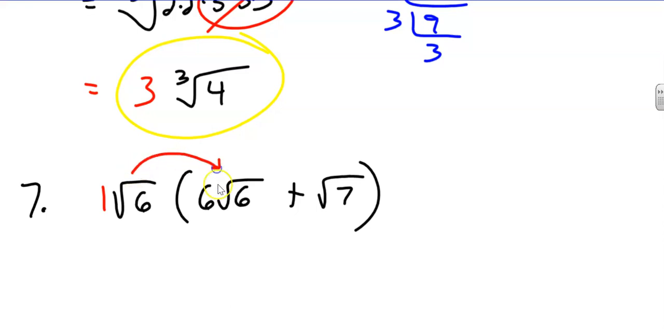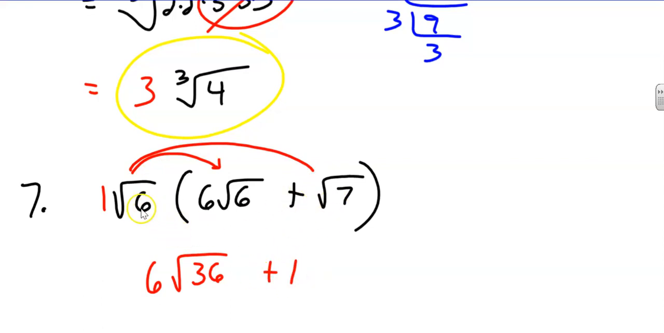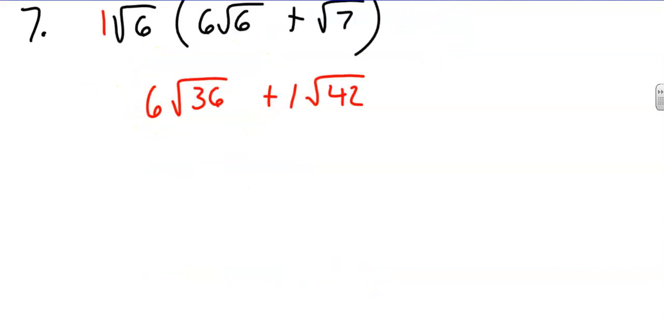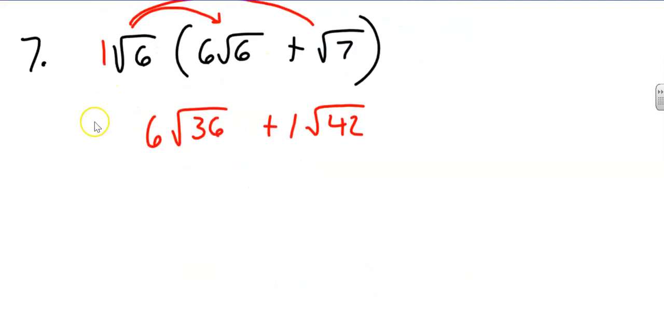It's 1 times 6 for 6, and then 6 times 6 on the inside would make that 36. For the second part of it, basically it's 1 times 1 on the outside. On the inside, it's 6 times 7 for 42. With that one, the 6 is good. Square root of 36 is 6.